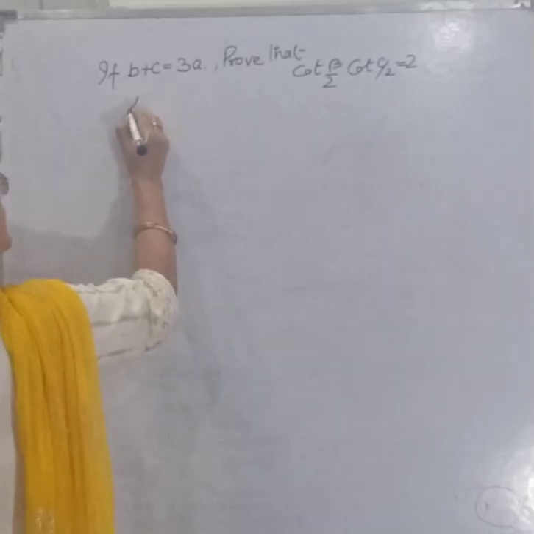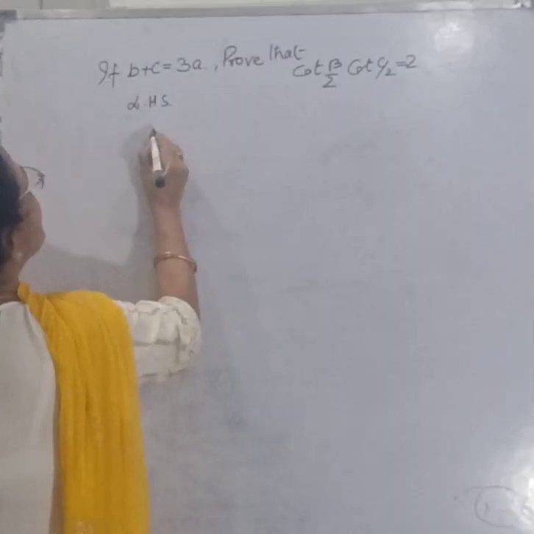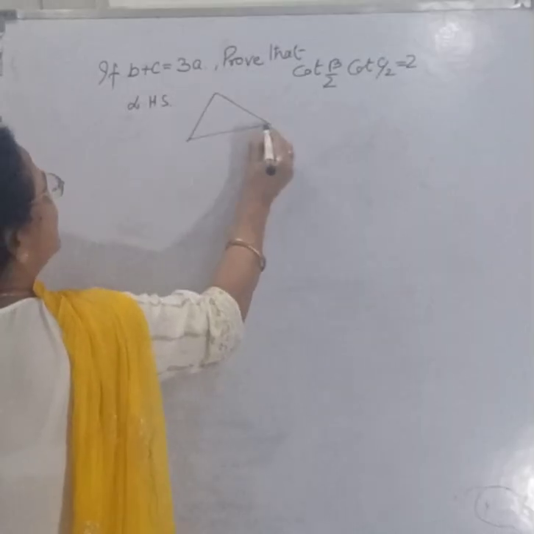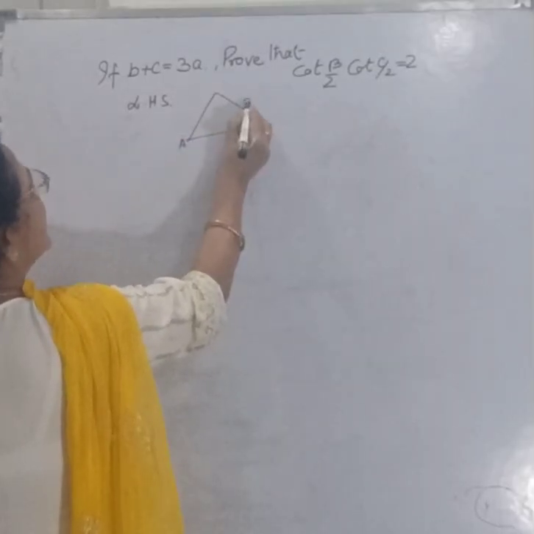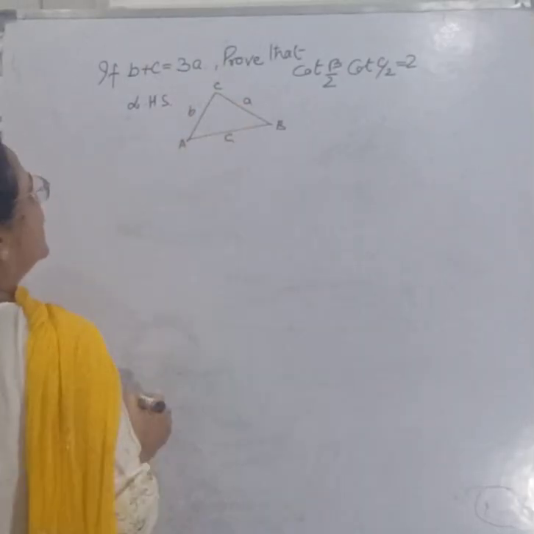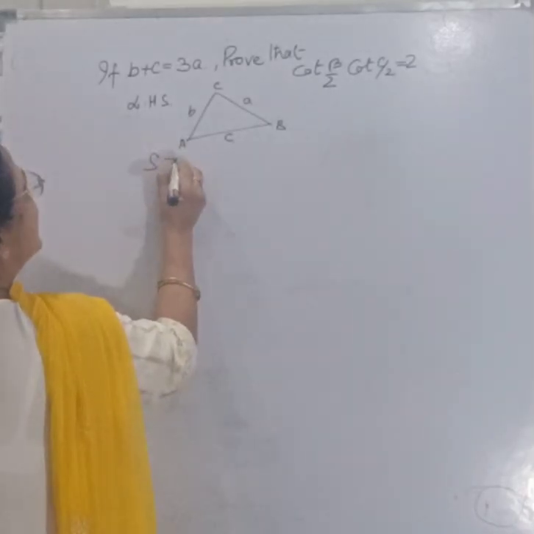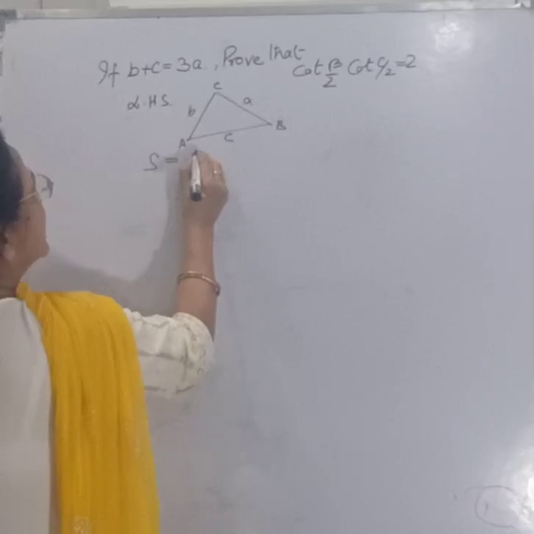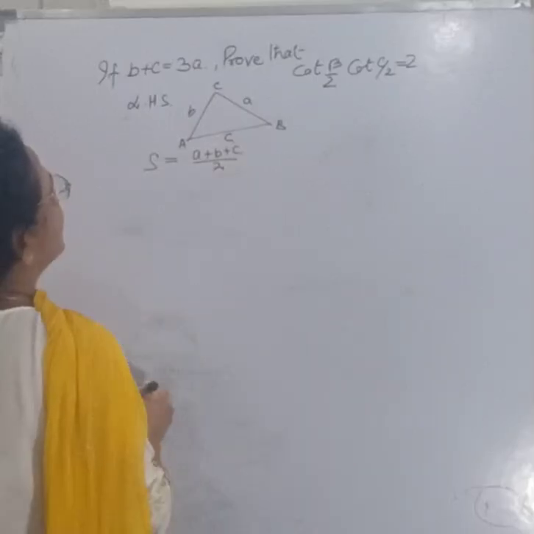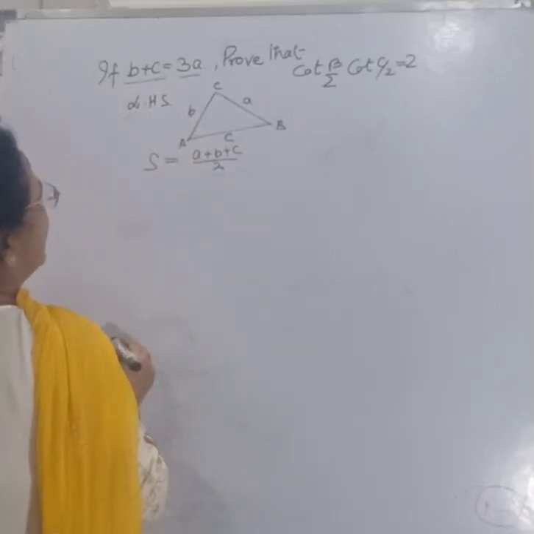Now, left hand side. In any triangle, if we have three sides, A, B, and C, we know that S is equal to A plus B plus C by 2. We are given B plus C is equal to 3A.